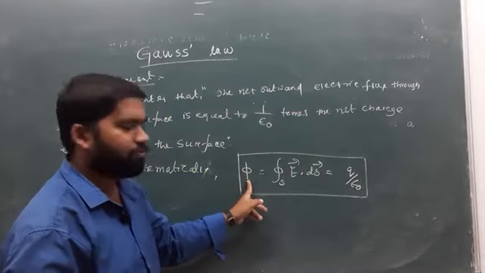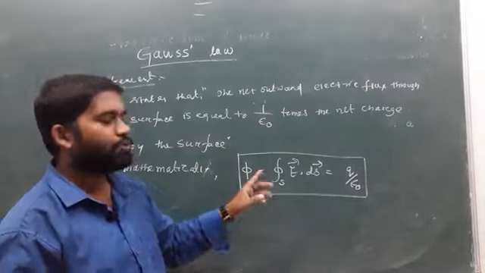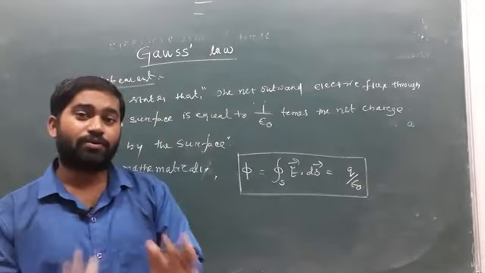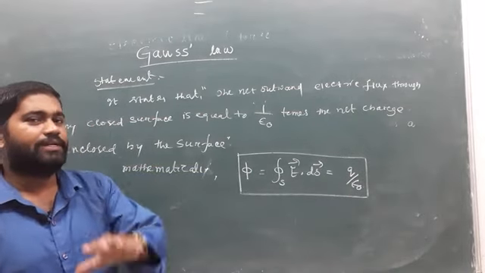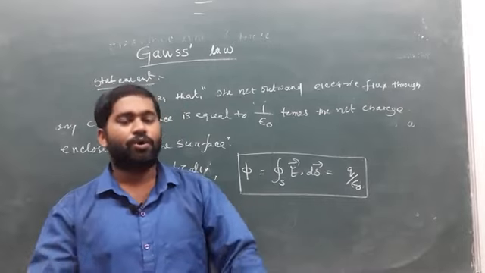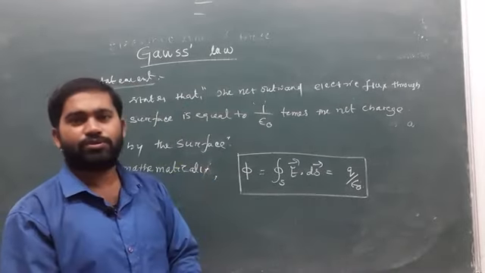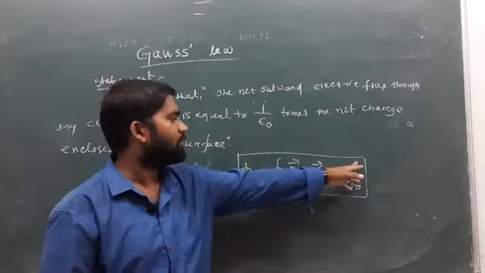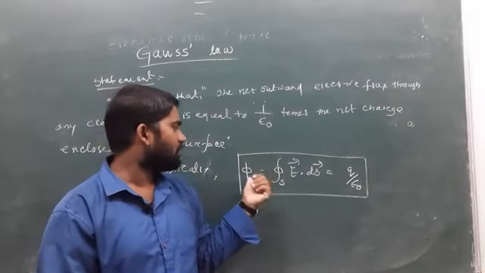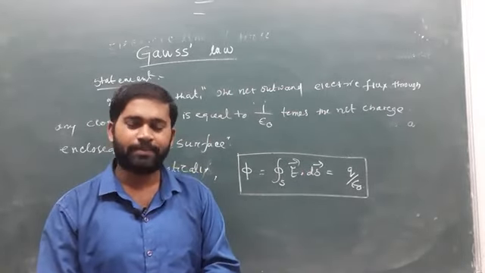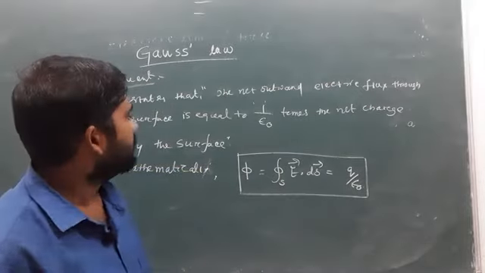That means the net flux through any closed surface depends upon the net charge enclosed by the surface. It does not depend upon its radius, it does not depend upon its size. Always the flux through any surface depends upon the net charge lying within the surface. So the total flux depends upon the total charge. So, let us prove the Gauss law.